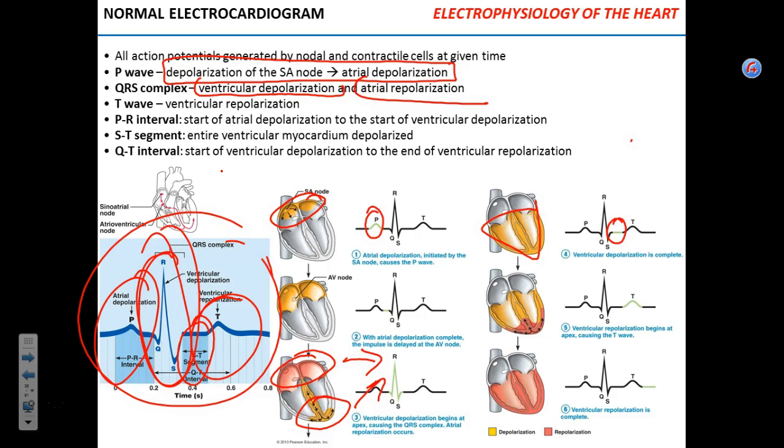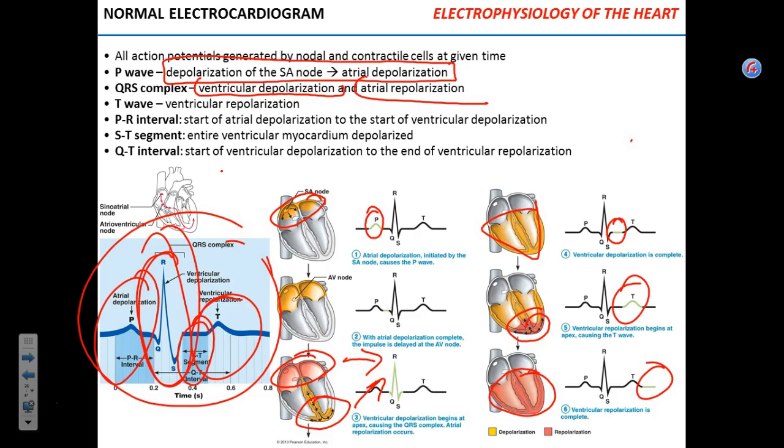Does that make sense? And then during the T wave, repolarization starts in the ventricles. And then when it's over, ventricles are repolarized and we start the new cycle. Does that make sense?